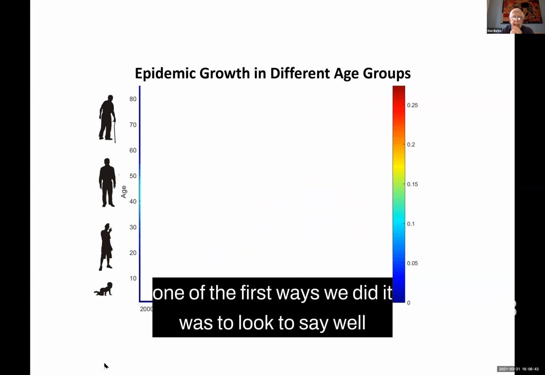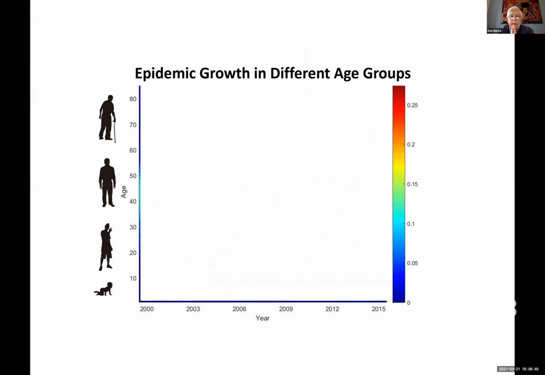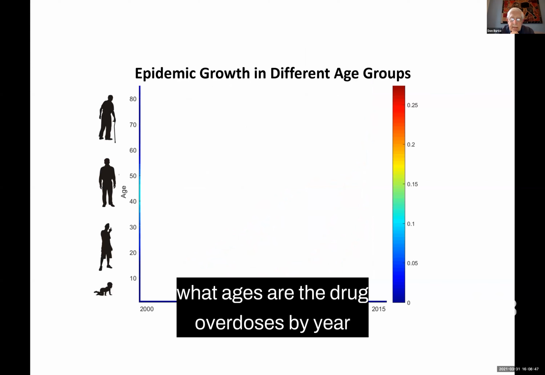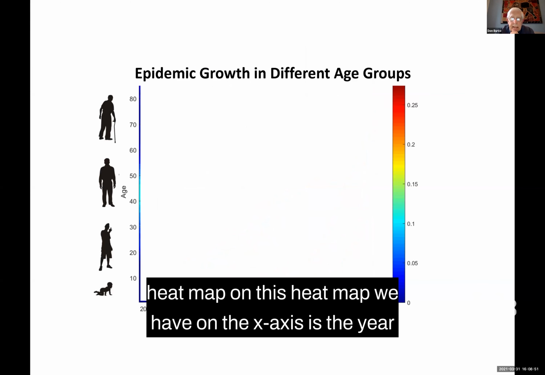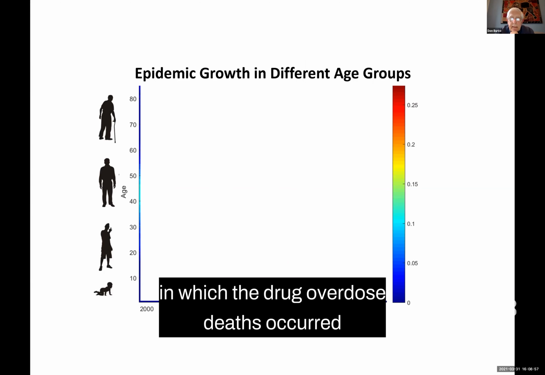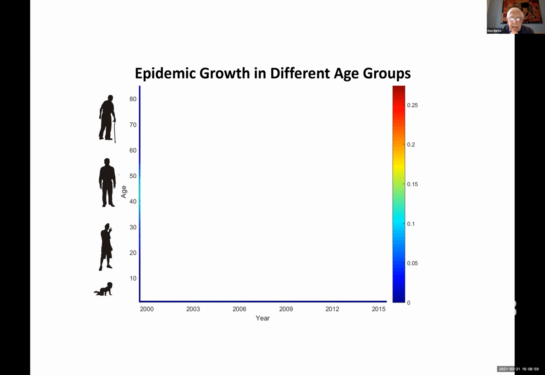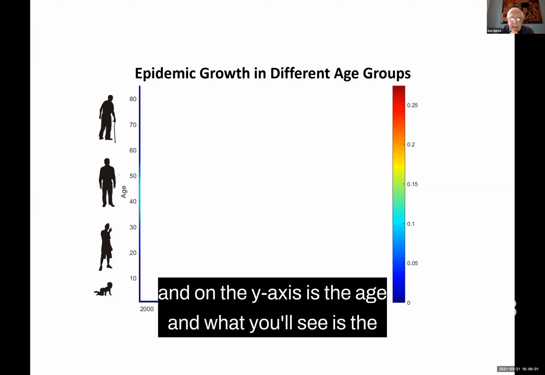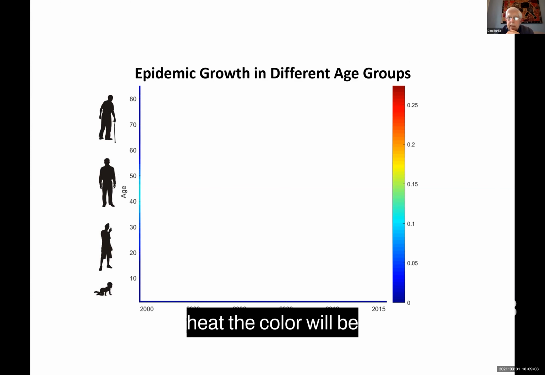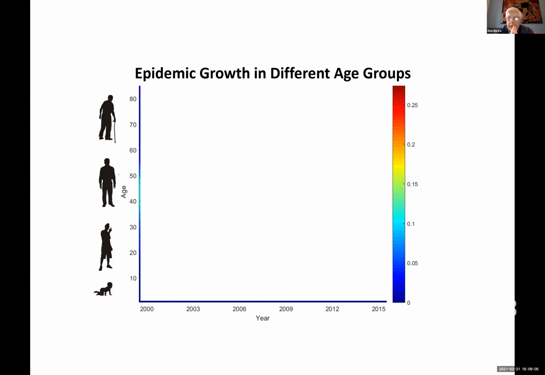One of the first ways we did it was to say, well, what ages are the drug overdoses by year? So we drew a heat map. On this heat map, the x-axis is the year in which the drug overdose death occurred, and the y-axis is the age. And what you'll see is the heat map, the color will be the rate of deaths in that particular age per year.